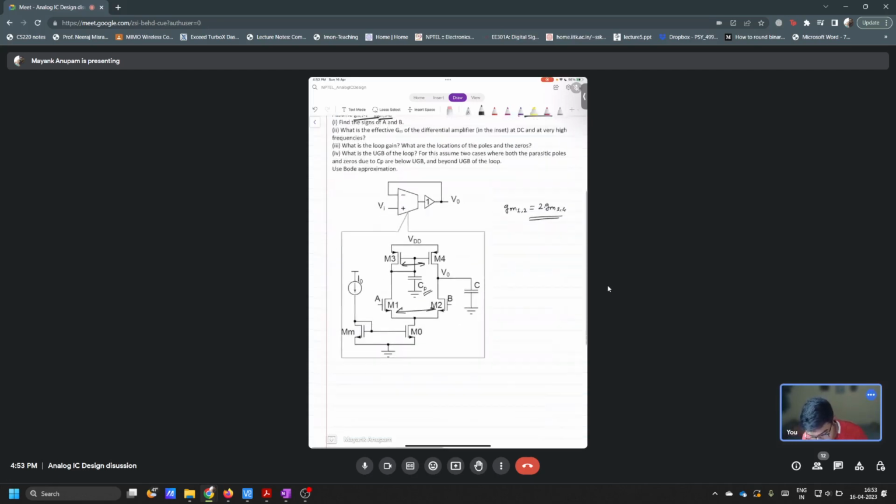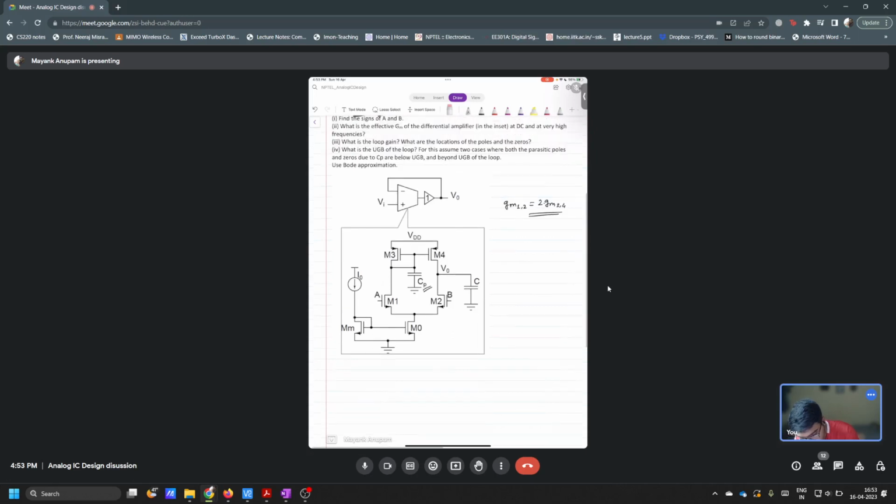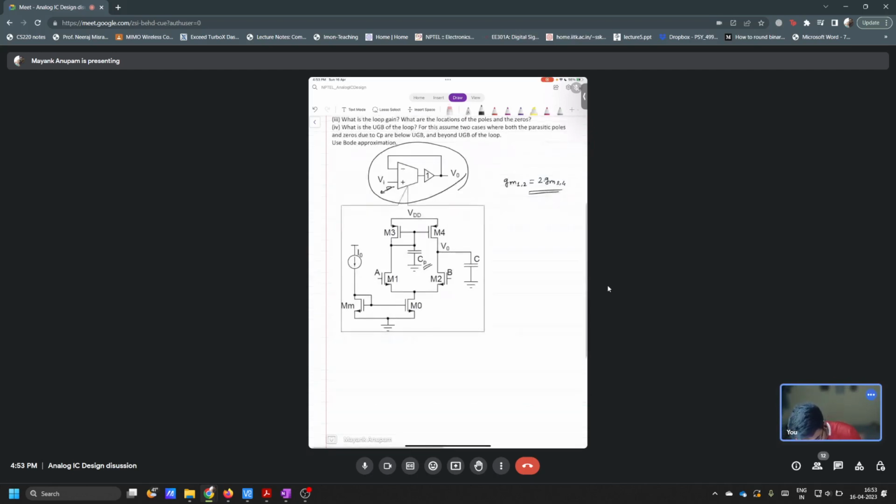First, let me ask you this question. This is the final circuit that you are going to realize. You want it to be connected in negative feedback, okay? So tell me, in A and B, which should be plus and which should be minus? Which terminal should be plus and which terminal should be minus?